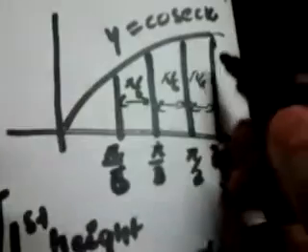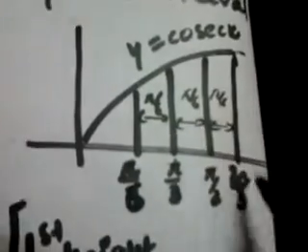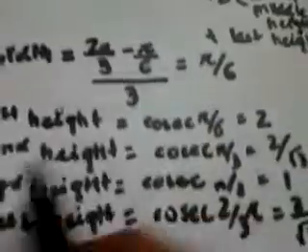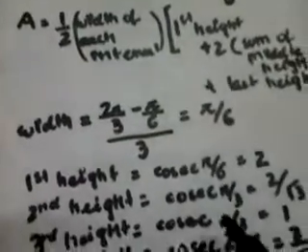And the last height, that's this height. The last height is equal to cosec 2 pi by 3. So let me just write this down. Cosec 2 pi by 3, that is also 2 by root 3. So now we have all the values we need to find the area.